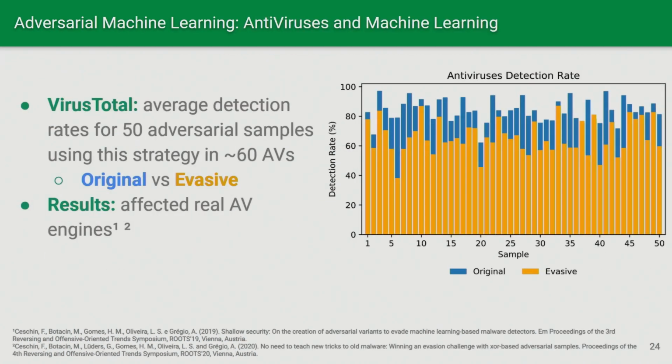We can note the effect of the adversaries created using this strategy in real antiviruses. I submitted 50 malware samples to VirusTotal, including the evasive variations. And as we can note, the evasive samples have a lower detection rate than the original ones, indicating that AVs are also working with machine learning models under the hood and are also affected by this simple strategy.